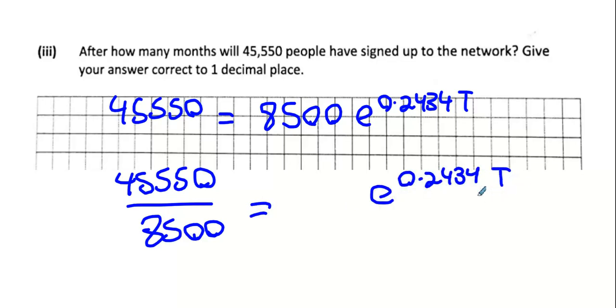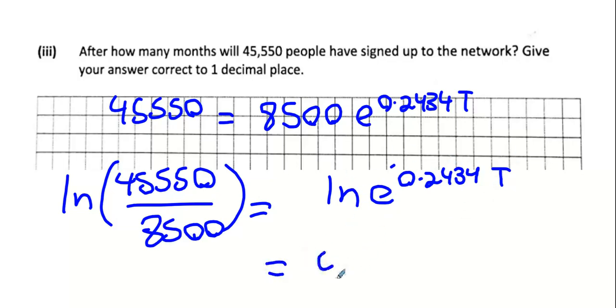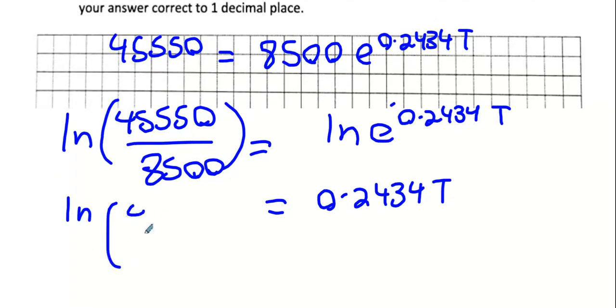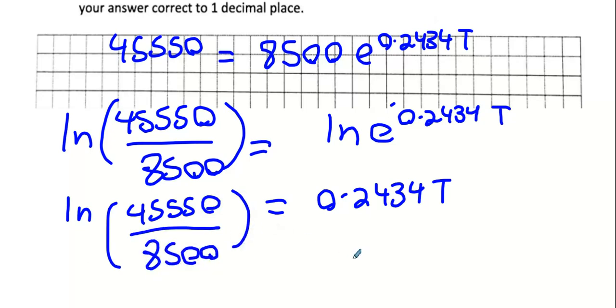Then what we're going to do once we have the e and the power on its own, we're going to ln both sides. That will get the power, the letter, out of the power position. We bring the power to the front, and what do we get? 0.2434 t. Now, anybody have an ask yet? Any asks going on? No. Okay. What do we divide it by now, lads? 0.2434.